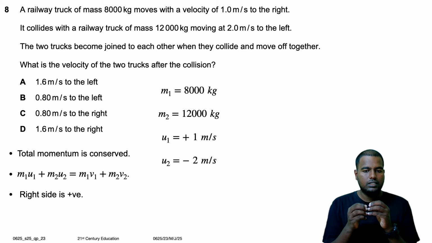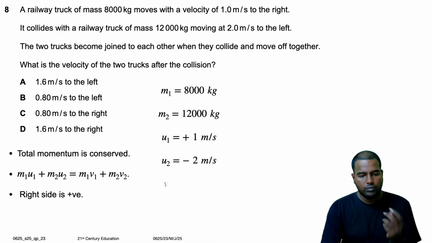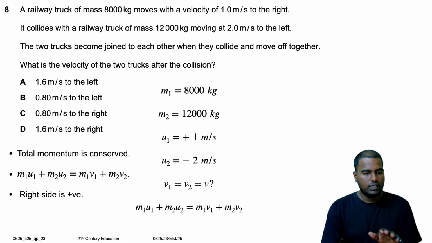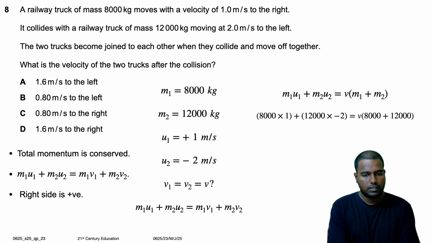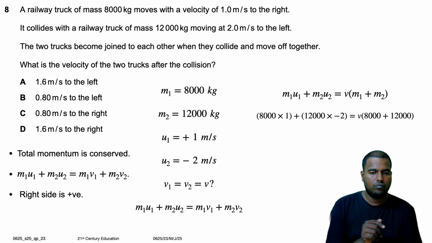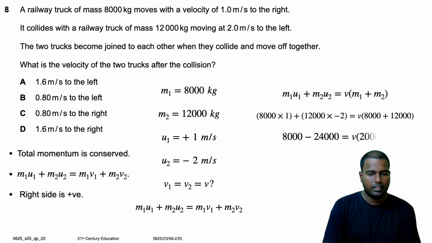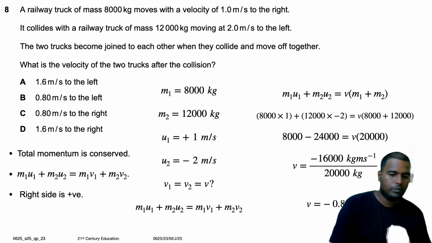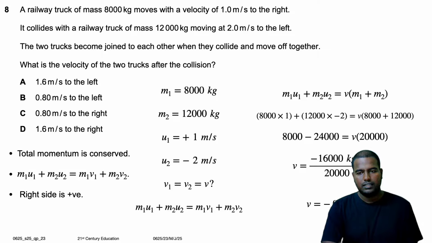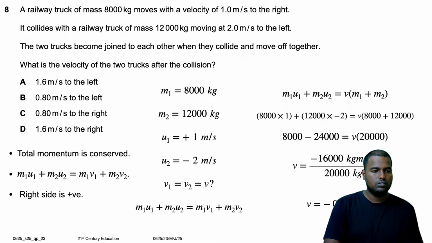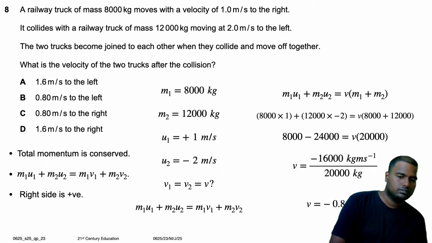Now after the collision they join together, so both of their velocities are the same, so v1 equals v2 equals v. Now let's take the equation and rearrange it. Instead of v1 and v2, let's put v, so I factor out v. Now let's just substitute the values. We'll get 8,000 into 1 plus 12,000 into minus 2 is v into the total mass of the trucks, 8,000 plus 12,000. So all we have to do is rewrite the equation. Now it's minus 0.8. It's minus, meaning that it is towards the left. So 0.80 meter per second towards the left.